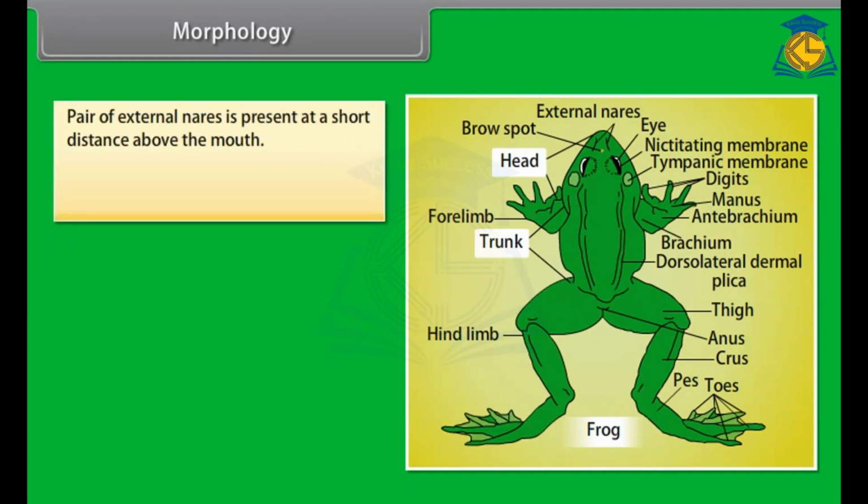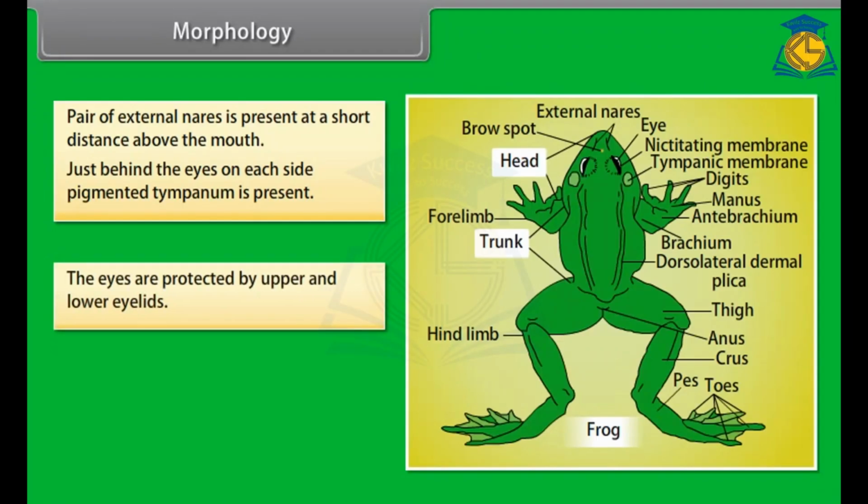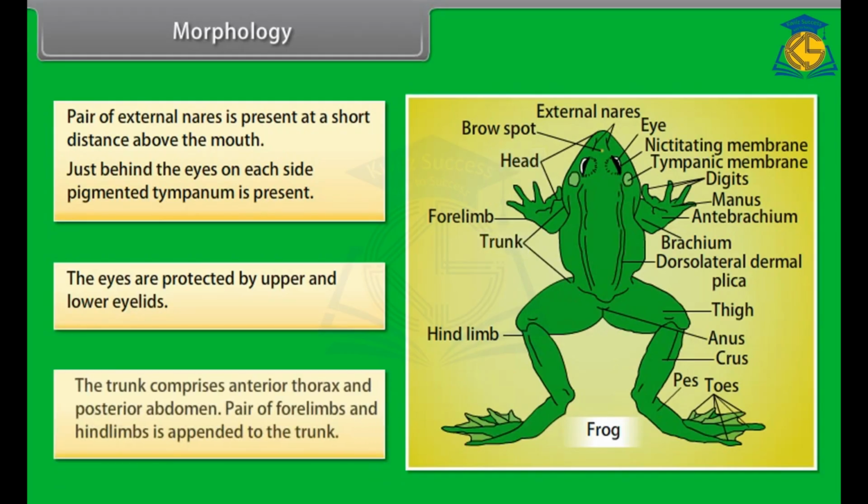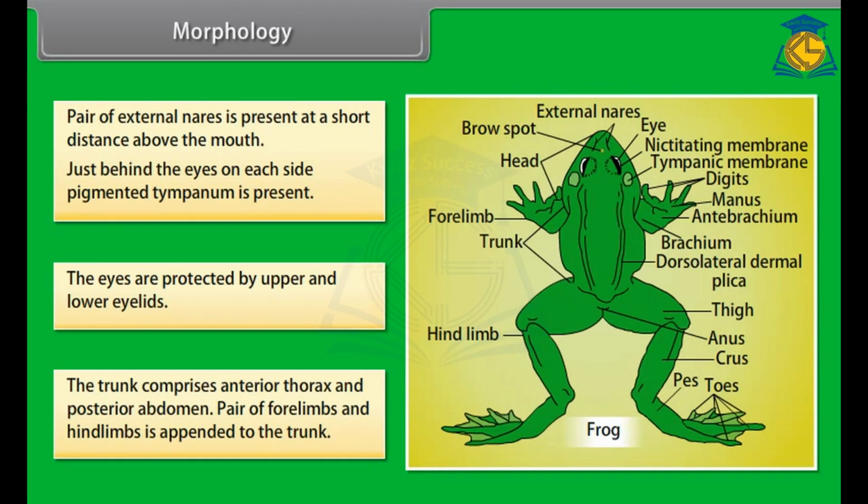A pair of external nares is present at a short distance above the mouth. Just behind the eyes on each side, a pigmented tympanum is present. The eyes are protected by upper and lower eyelids. The trunk comprises anterior thorax and posterior abdomen.